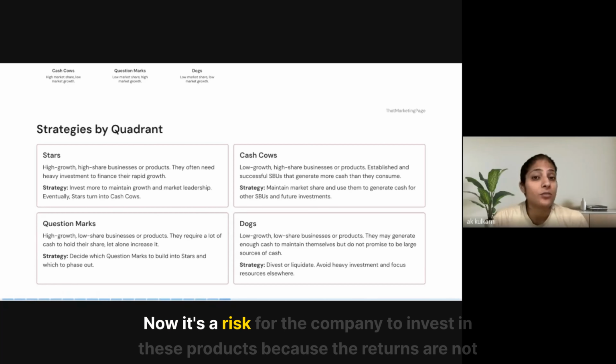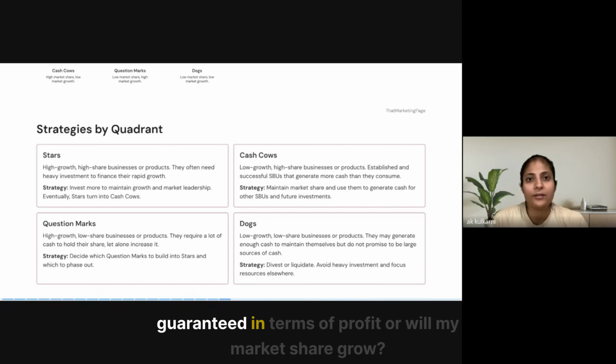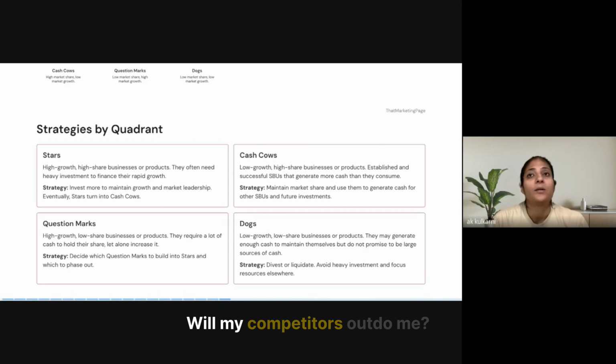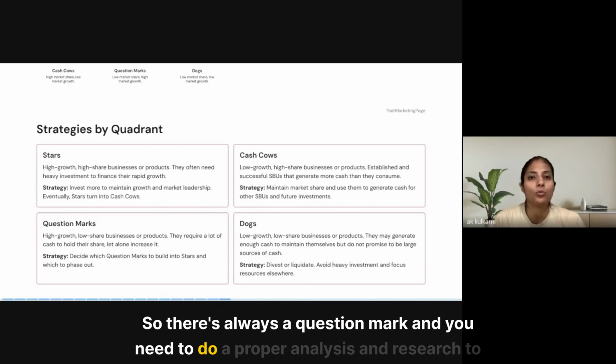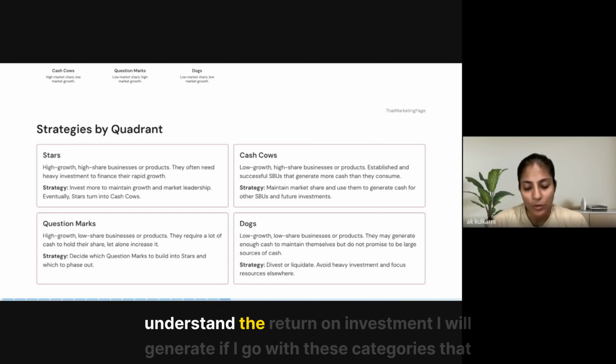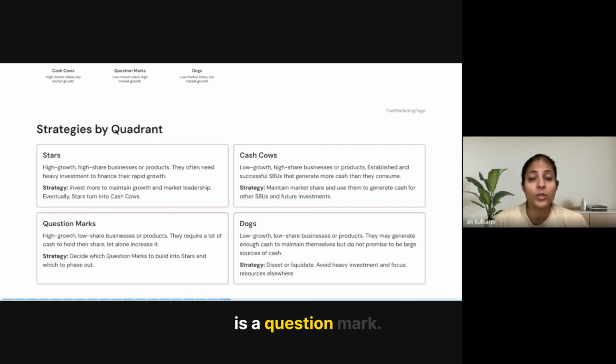Now it's a risk for the company to invest in these products because the returns are not guaranteed in terms of profit, or will my market share grow, or will my competitors outdo me. So there's always a question mark, and you need to do a proper analysis and research to understand the return on investment I will generate if I go with these categories, that is, question mark products or strategic units.